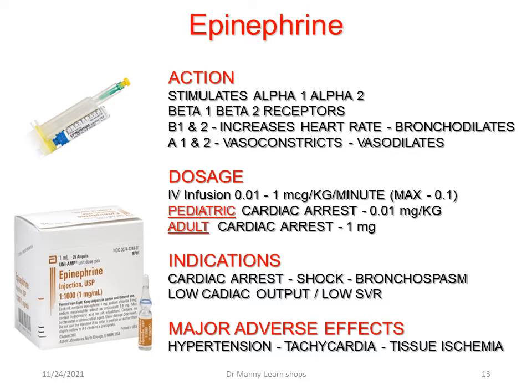Pediatric cardiac arrest, 0.01 milligrams per kg. In an adult, 1 milligram. And these are really according to the American Heart Association. But typically, the European Resuscitation Council also recommends them at these doses. Indications are for cardiac arrest, shock, bronchospasm, low cardiac output states with a low systemic vascular resistance, and the major adverse effects are hypertension, tachycardia, and tissue ischemia.